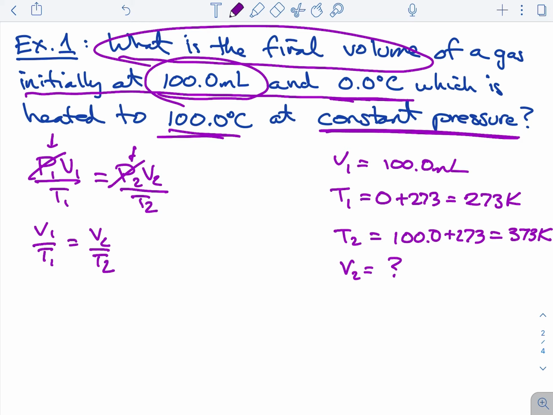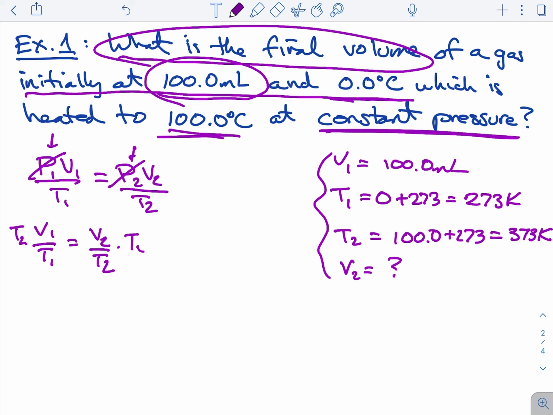Okay. Now, you can plug in the numbers from here into the equation and then solve. I like to solve and then plug in, but that's just me. You can do it how you want. I don't care either way. But I'm going to isolate V2 here by multiplying both sides by T2. Some people prefer to think of this as cross multiplication, and if that works for you, that's awesome. Do it that way. Totally fine. You're not hurting my feelings, okay?